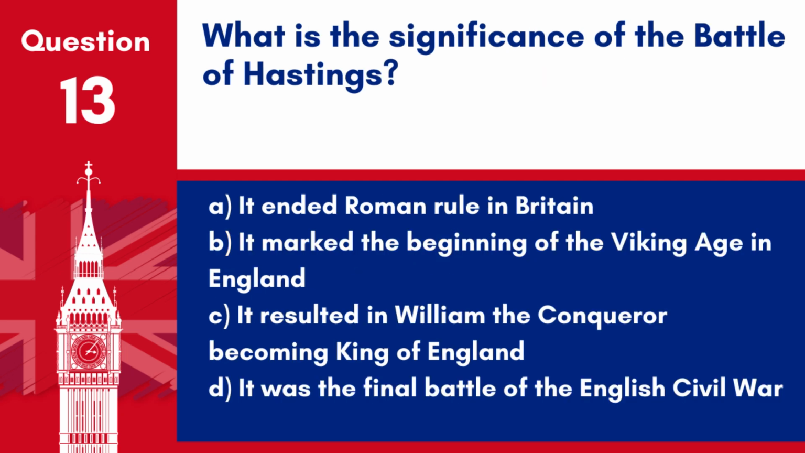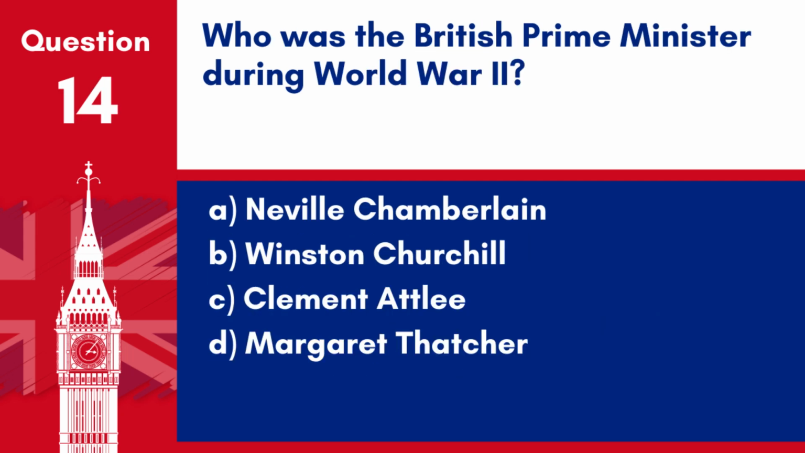Question 13. What is the significance of the Battle of Hastings? A. It ended Roman rule in Britain. B. It marked the beginning of the Viking Age in England. C. It resulted in William the Conqueror becoming King of England. D. It was the final battle of the English Civil War. Answer. C. It resulted in William the Conqueror becoming King of England. The Battle of Hastings in 1066 was significant because it led to Norman rule over England, with William the Conqueror becoming king.